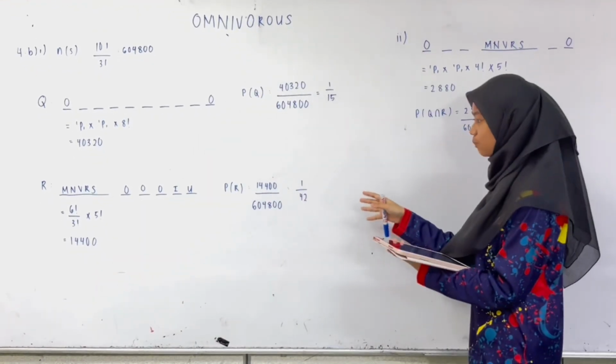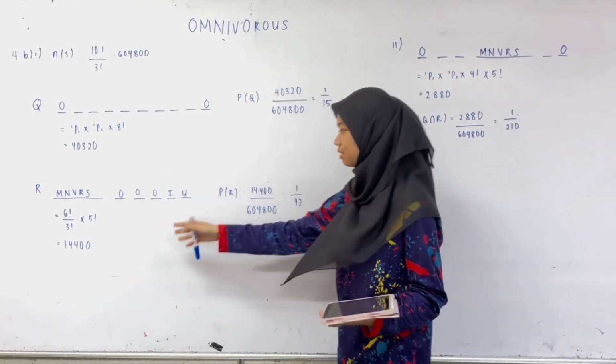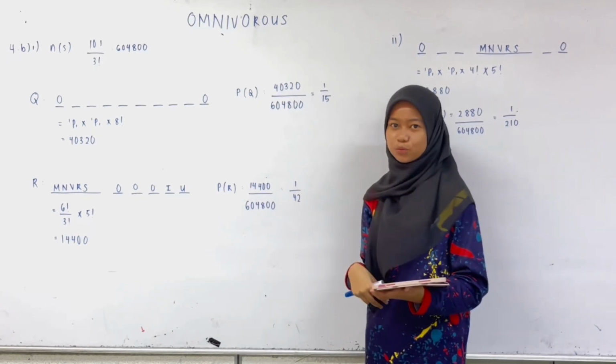But the question wants the probability. So we need to divide by the total, and we got 1/42.